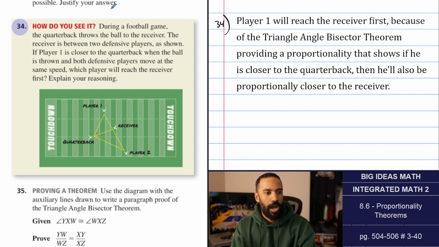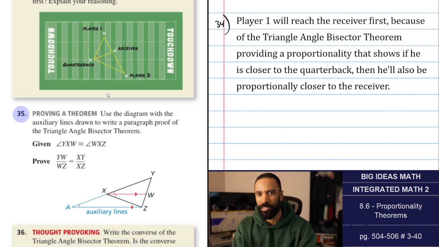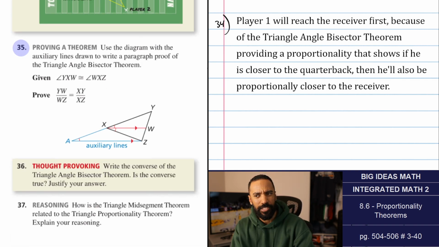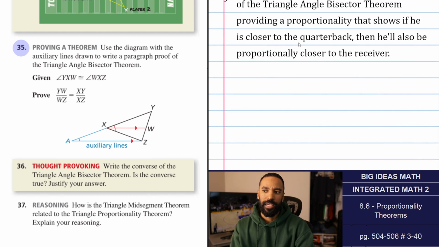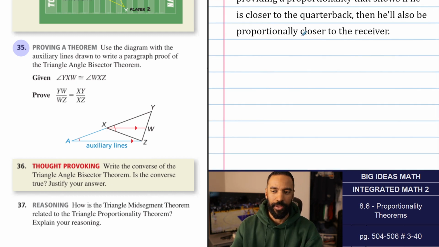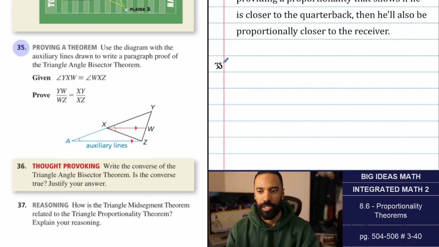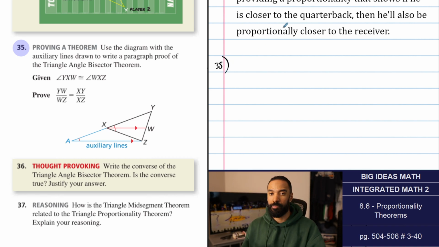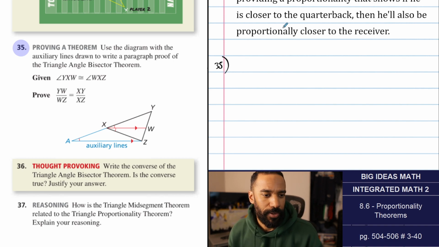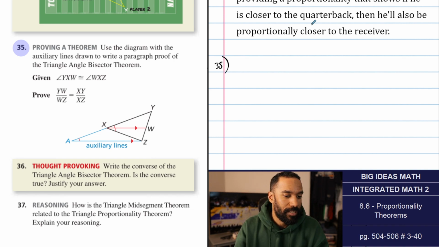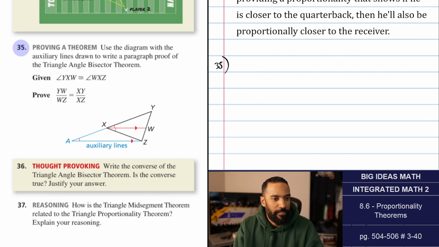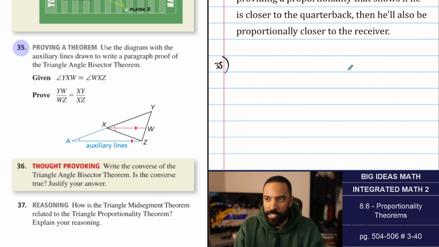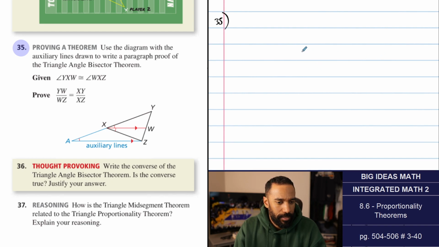Okay. I really noticed the how-do-you-see-it questions are often really, not to say easy, but really fast. They're just a real life scenario, but one of your basic questions. And then you have something like proving a theorem on number 35 with another auxiliary line, although the last one wasn't bad. Use the diagram with the auxiliary lines drawn, the blue ones, to write a paragraph proof of the triangle angle bisector theorem. All right, given the angle bisector, prove that thing here.